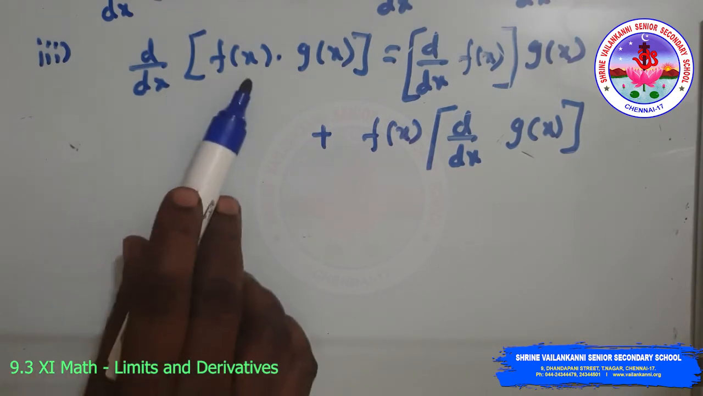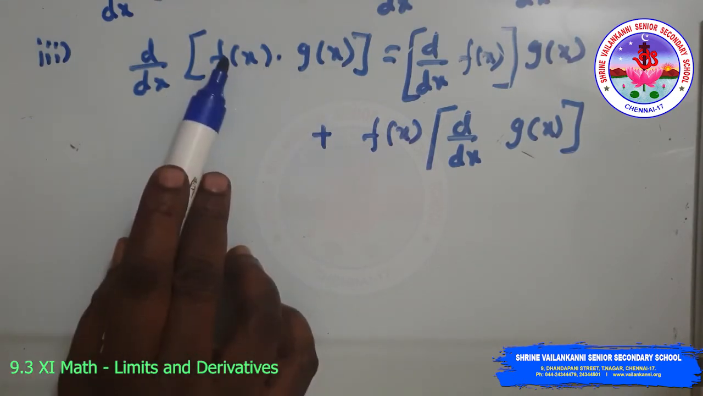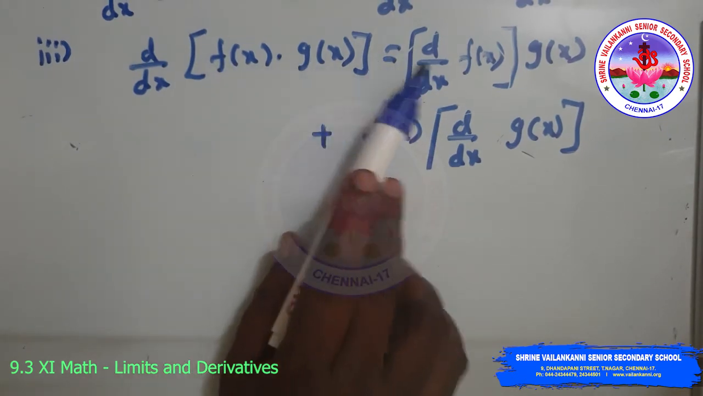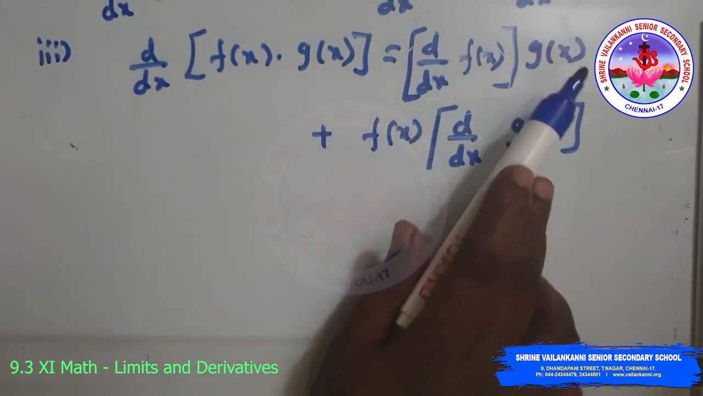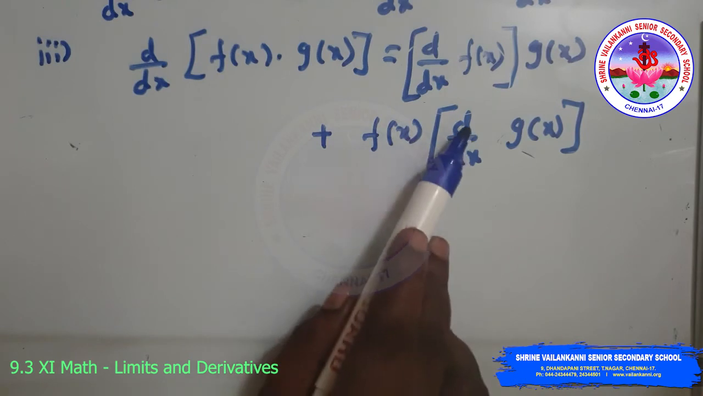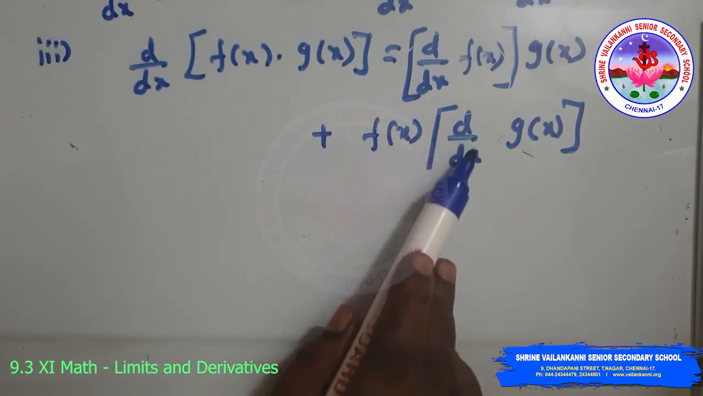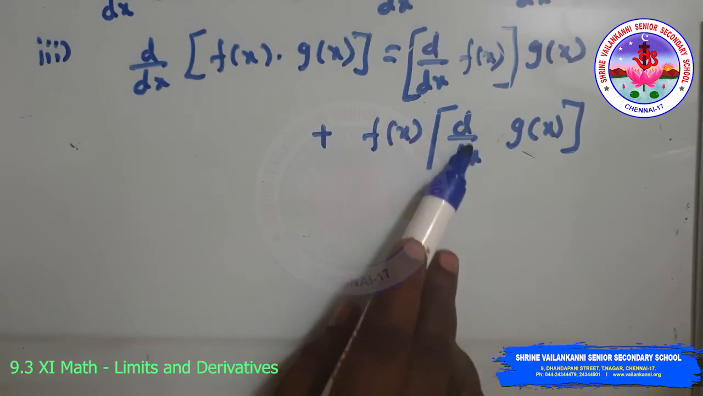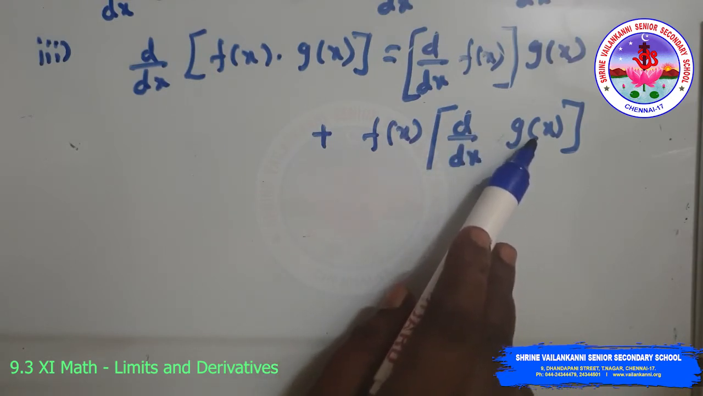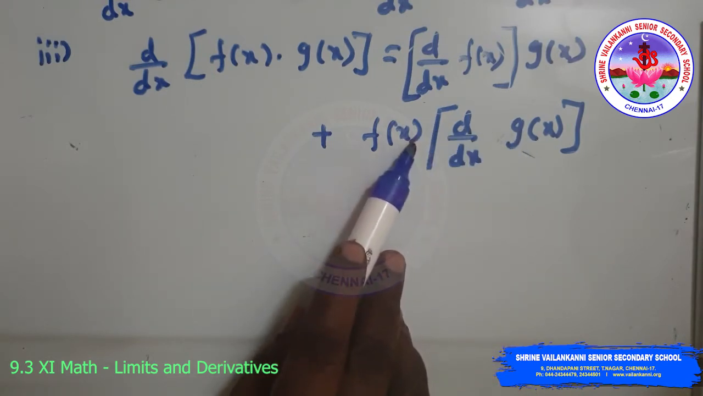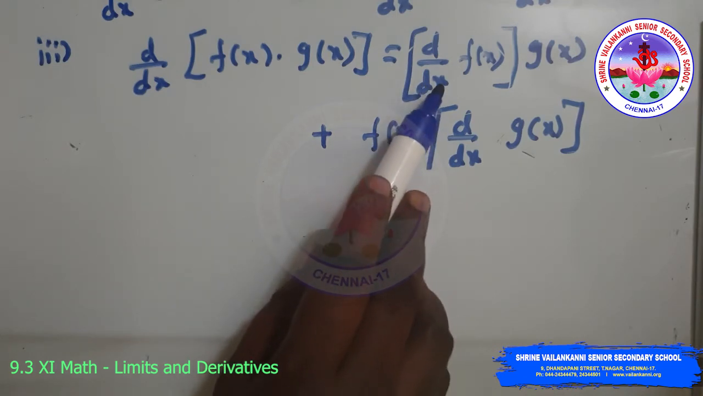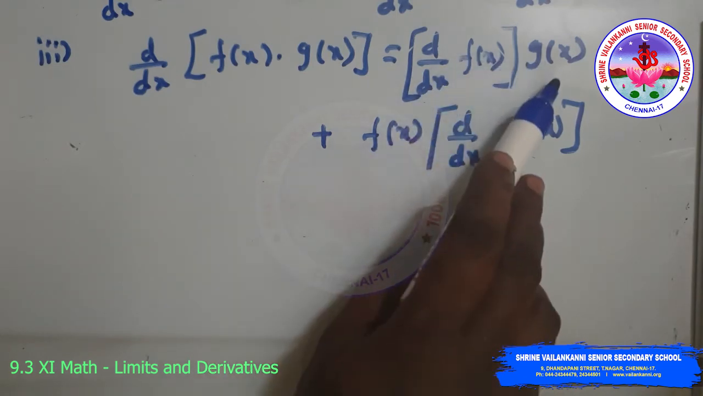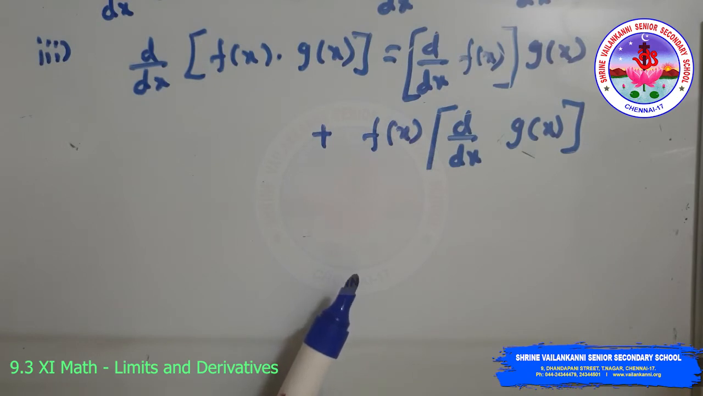d by dx of f of x into g of x, that is the product of two functions, is equal to d by dx of f of x into g of x plus f of x into d by dx of g of x. D by dx of g of x means that we have to differentiate g of x and multiply with f of x. Here we have to differentiate f of x and multiply with g of x.